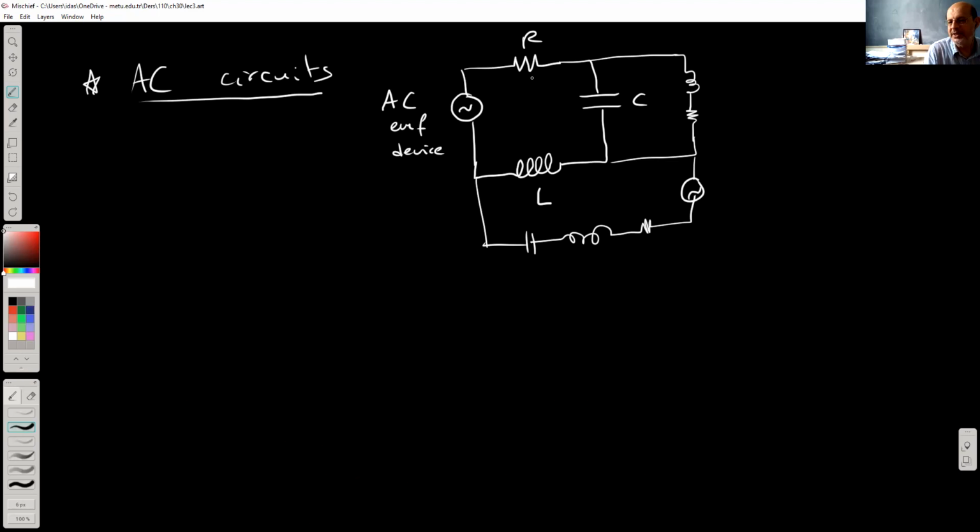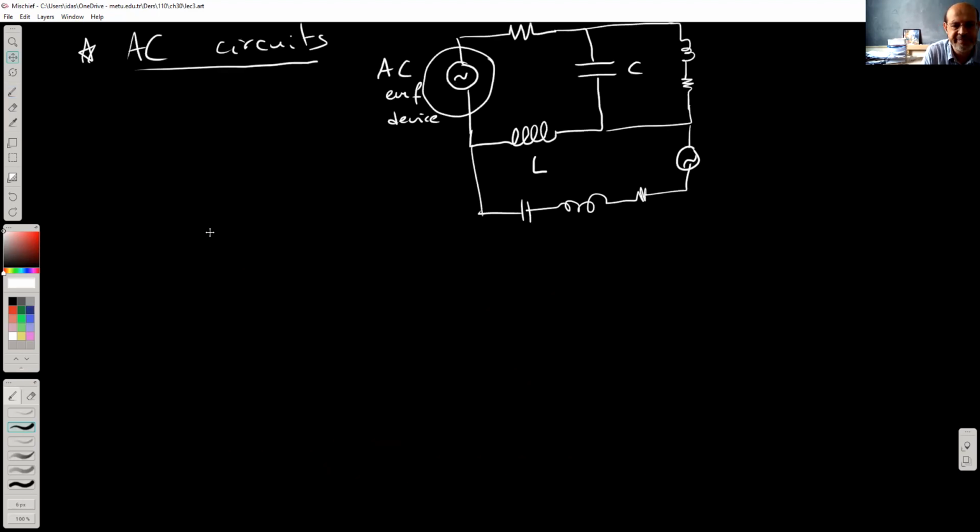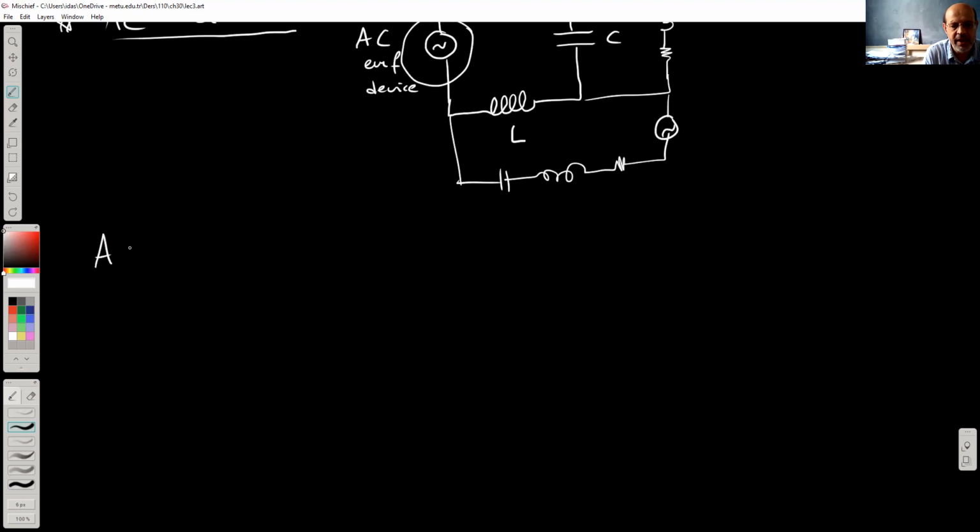The most complicated circuit will be the series RCL circuit, right? Or LRC, series LRC circuit. But in any case, I'm just going to start slowly. So I'm going to start with the AC EMF device. Okay, AC EMF device. I think in the case of the induction topic, I have talked about this.